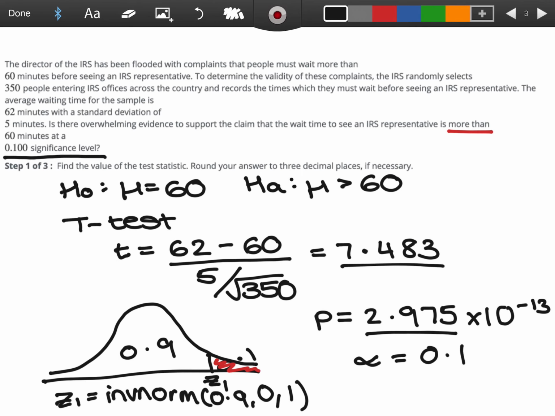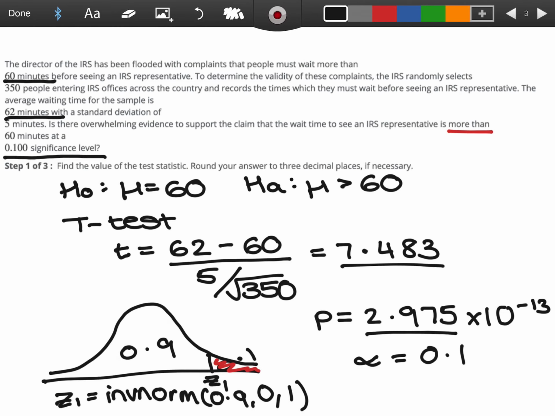So this is statistically significant. However, is it practically significant? Well, let's look at what the mean times were. The population mean was 60 minutes and the sample mean was 62. Is that difference of 2 minutes really practically significant? If you wait 60 minutes or if you wait 62 minutes, is that really a significant difference?